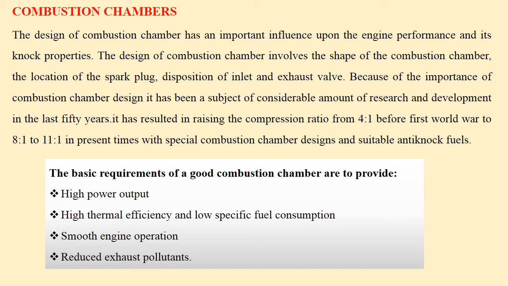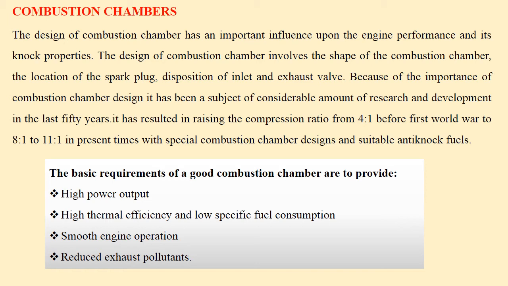The basic requirements for a good combustion chamber are, first, higher power output. How do we get higher power output? By high compression ratio, small amount of excess air, no dead pockets of air, optimum degree of turbulence, and high volumetric efficiency. Then high thermal efficiency and low specific fuel consumption. How do we get high thermal efficiency? By reducing heat losses, good scavenging of exhaust gases, good swirl flow in the chamber, and a compact combustion chamber. Likewise, different methods are there.